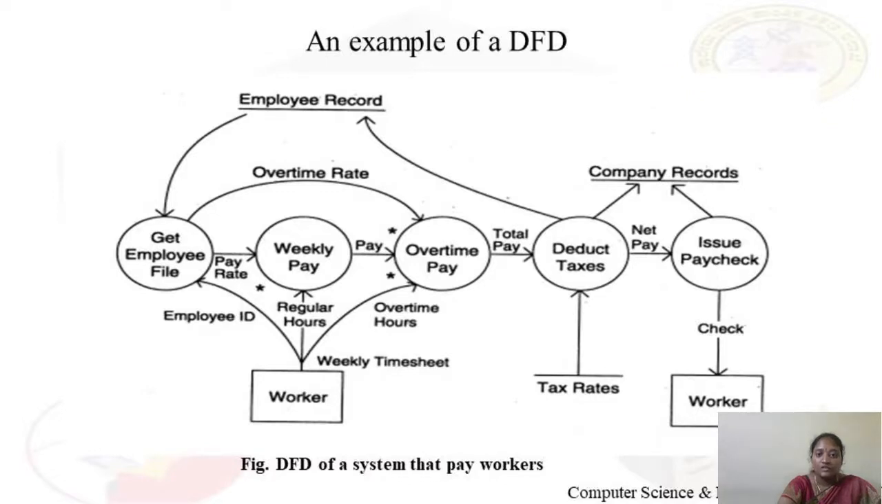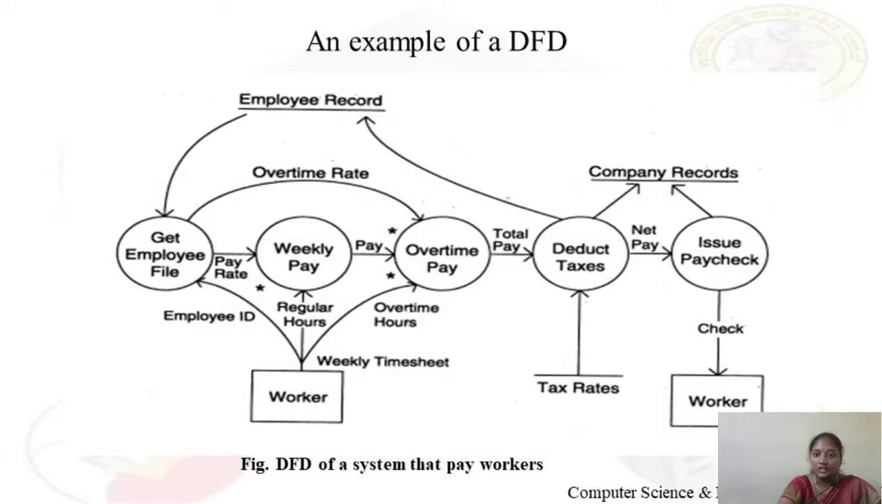here worker is the source or sink which is represented by a rectangle, and arrow represents a data flow. For example, employee ID is a data flow which flows from worker to the process get employee file. Like that, there are many data flows. They are pay rate, regular hours, overtime rate, pay, overtime hours, total pay, net pay, and check.